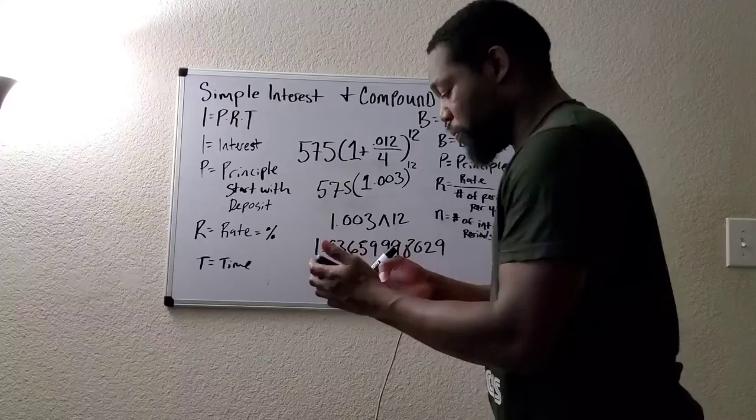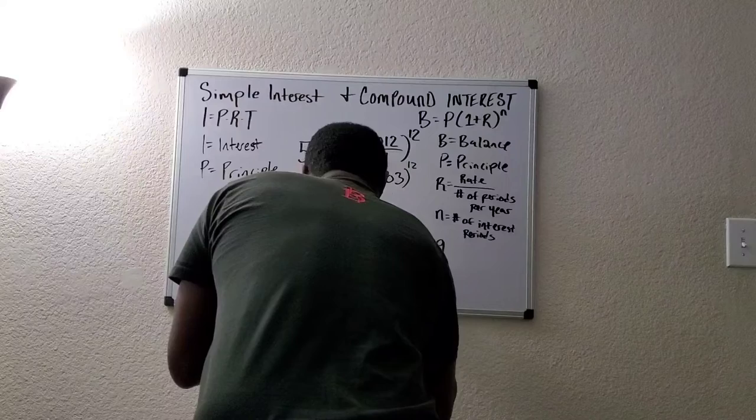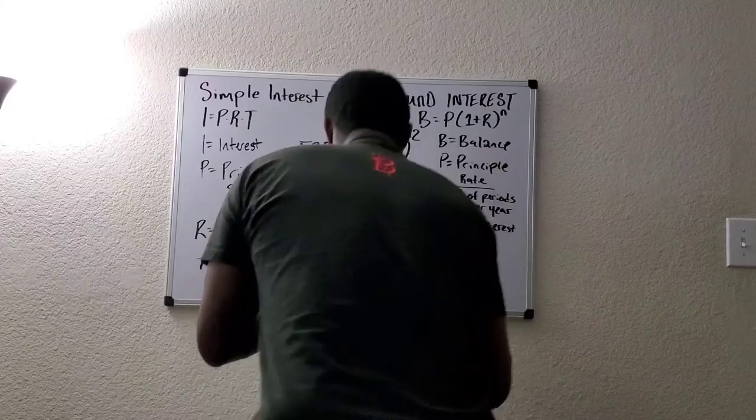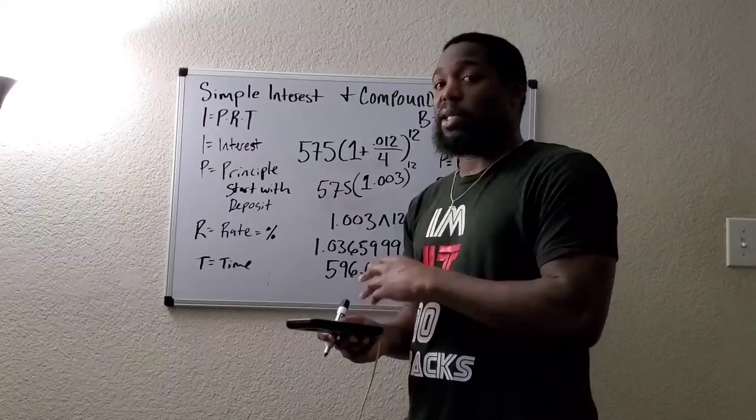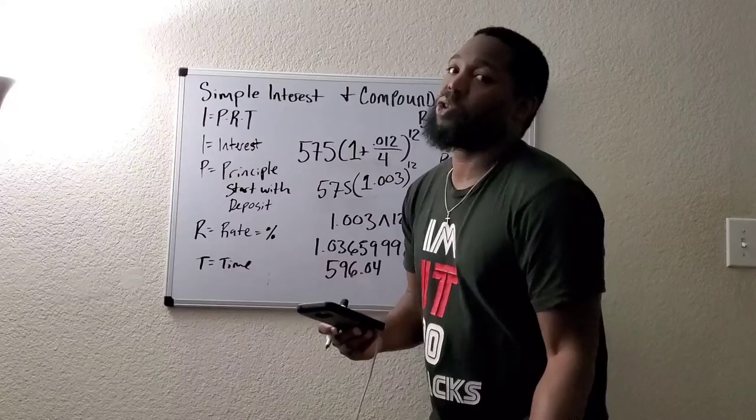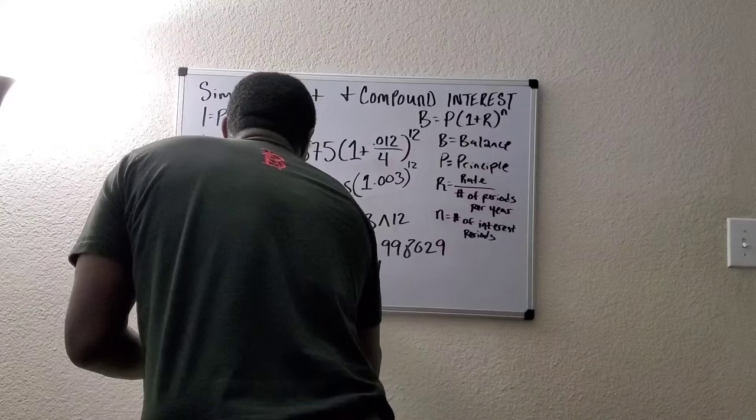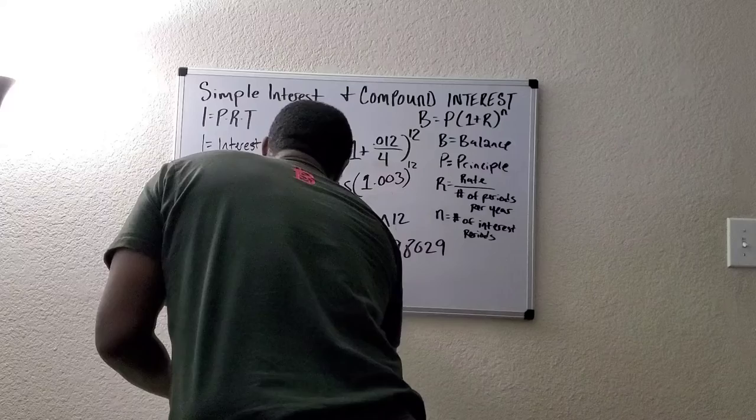Now your answer, if you were only looking for the balance, was $596.04. But that's not what they're asking you for. Remember, I told you, in this case, it did not ask you for the balance. It asked you for the interest that it gained. Now, to find that out, we're going to take our balance minus our principal to give us our interest.